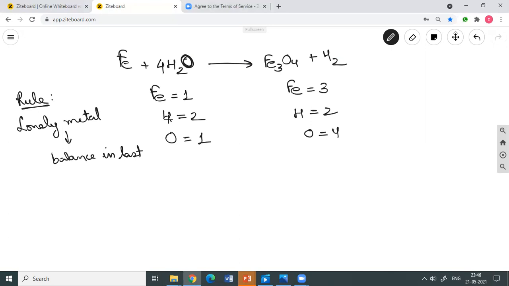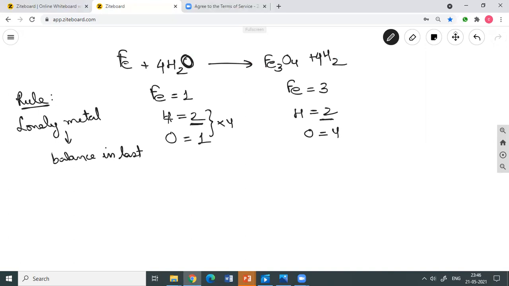But in the process of balancing oxygen, we have disturbed the hydrogen. Hydrogen is 2 and 2 here, but we have kept a 4 here. That means hydrogen has become 8. So how will we balance here? So 2 to become 8, what can we do? We can just multiply it by 4. So both the sides hydrogens are balanced.